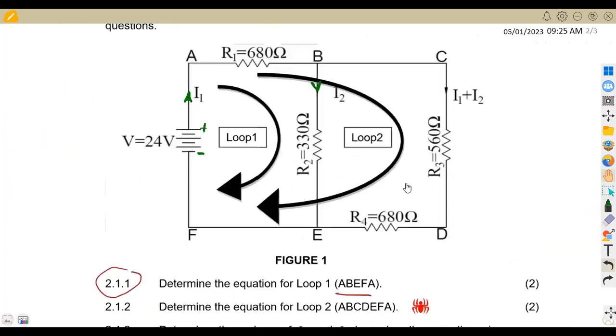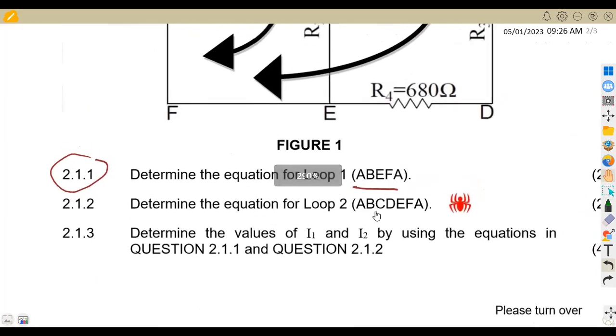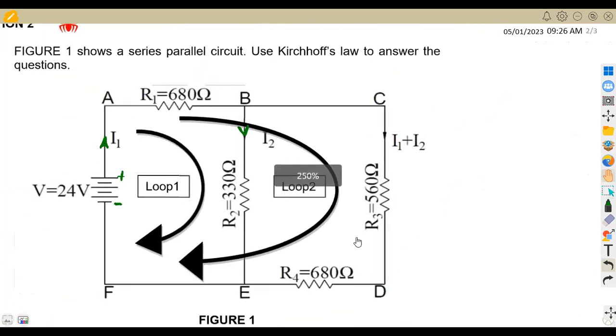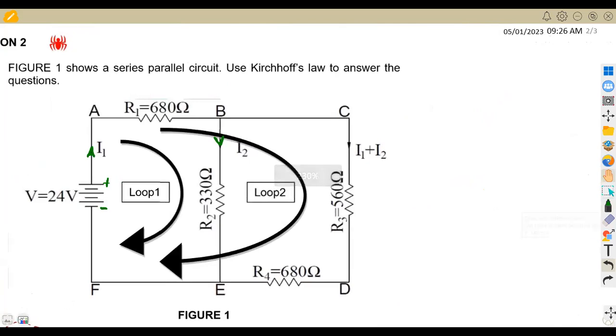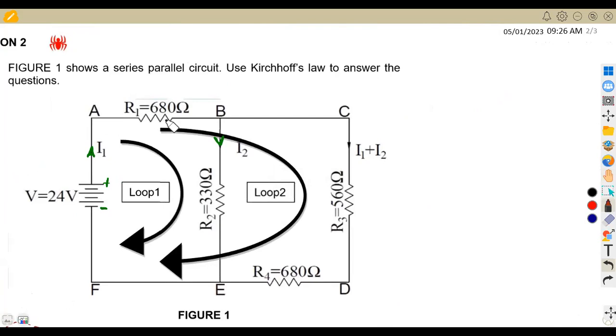We move on to the other part of the question, which is to determine the equation for loop 2, which is given as this part, 2 marks again. This is our loop 2, the bigger part that we are having, the outer part of our circuit. So from point A to B to C to D to E to F and back to point A. You are following the outer part of your diagram. All right, so this is what you're going to have.